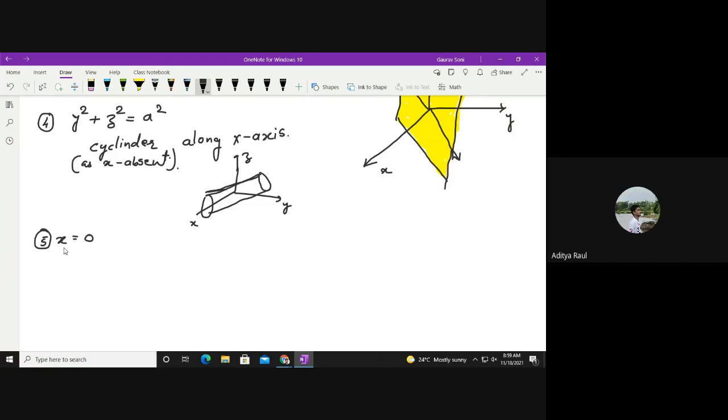Sir, why is it a plane? So this is a Y-Z plane. Now Y equal to 0. Someone other than Aditya. XZ plane. And this is going to be the XZ plane. And Z equal to 0 is going to be the XY plane.